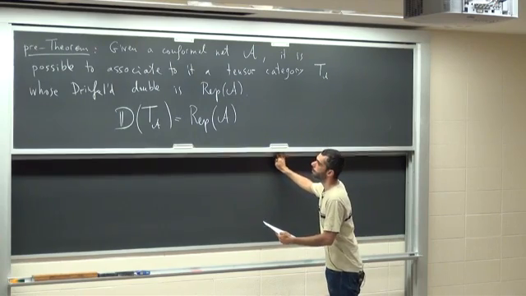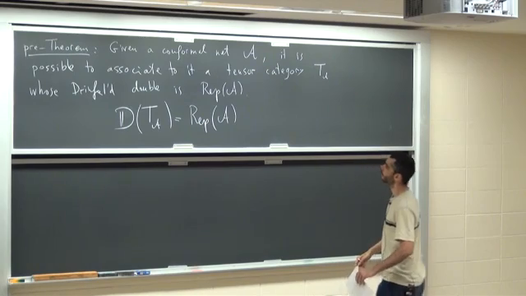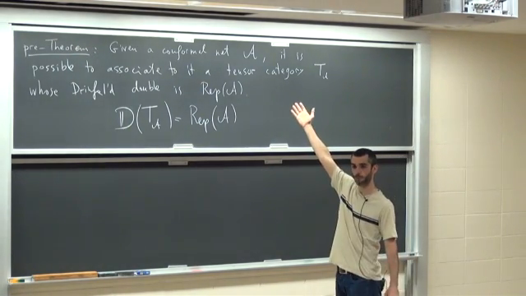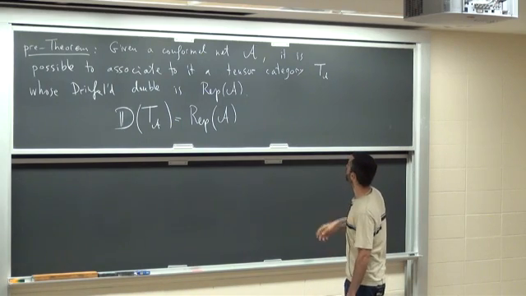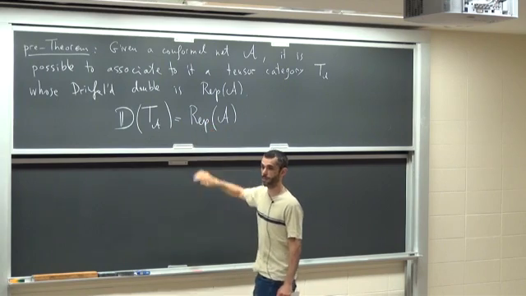So if you don't like conformal nets and you just like loop groups, you can say, as a corollary of this, associated to any loop group at a given level, there exists a tensor category whose Drinfeld double is the category of representations of the loop group.